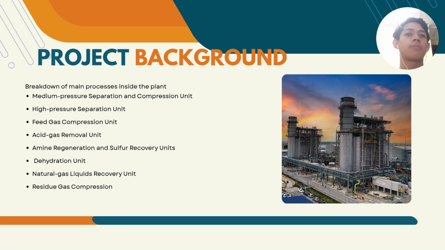Now is the breakdown of the main processes inside the plant. In this plant, it has 8 main processes. The first one is the medium pressure separation and compression unit. Next is the high pressure separation unit. Then the feed gas compression unit, acid gas removal unit, amine regeneration and sulfur recovery units, dehydration units, natural gas liquids recovery units, and lastly the residue gas compression.